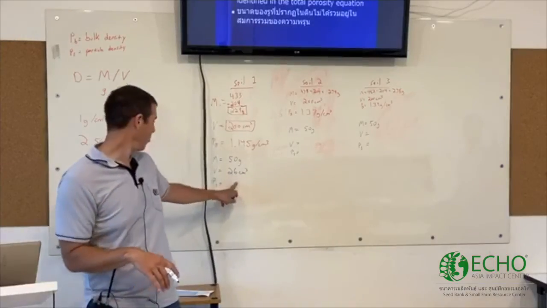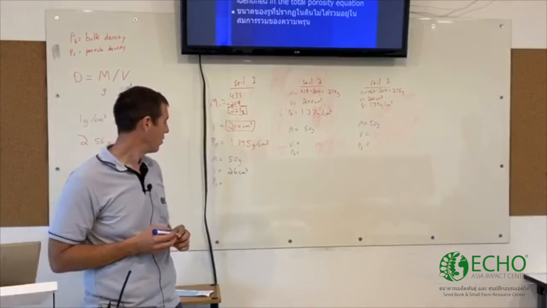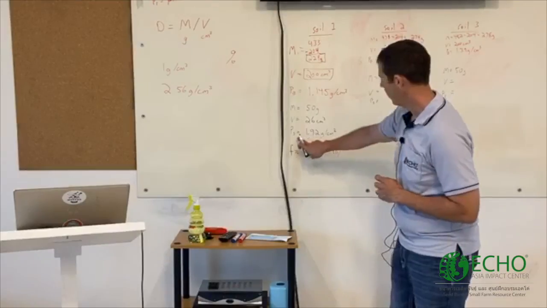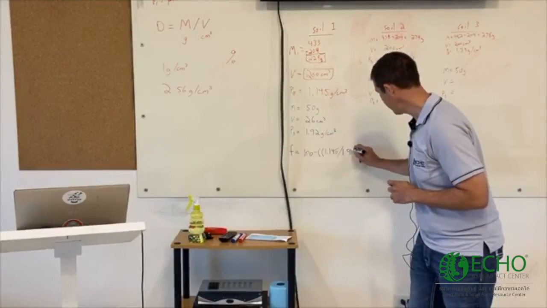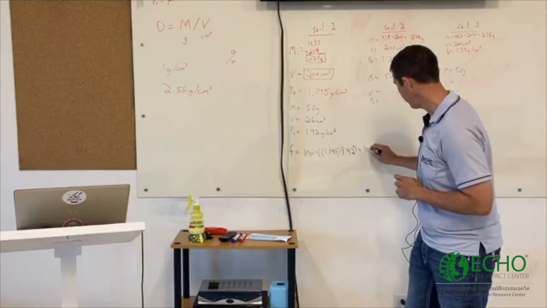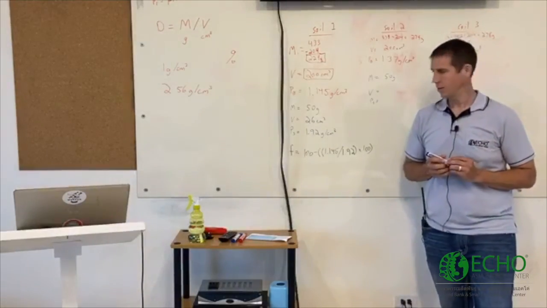Somebody calculate for us what's going to be the particle density? 1.92, and then we're going to times that by 100. Okay?